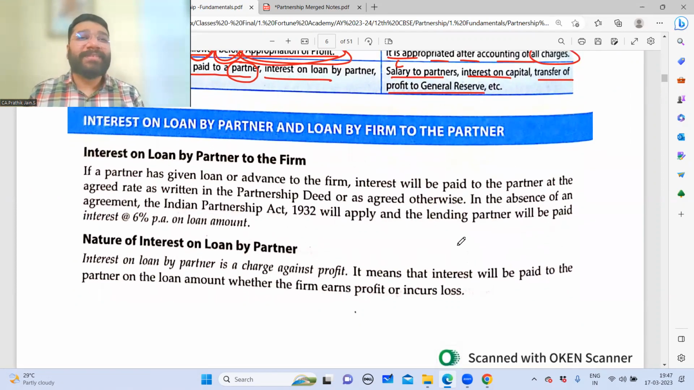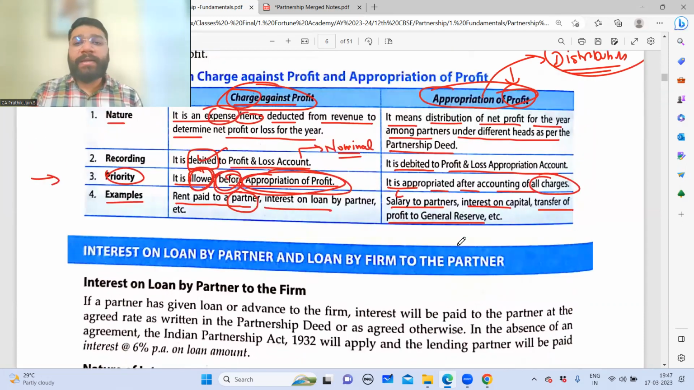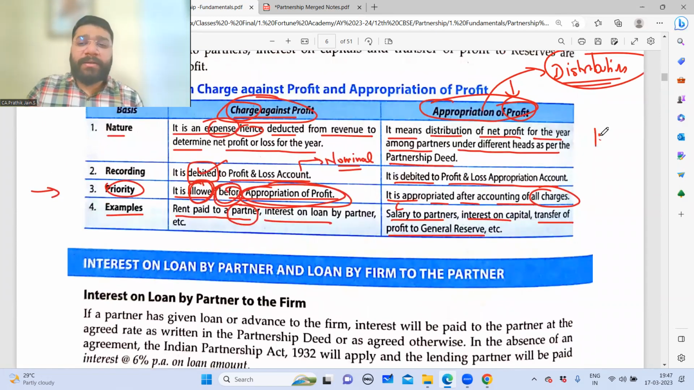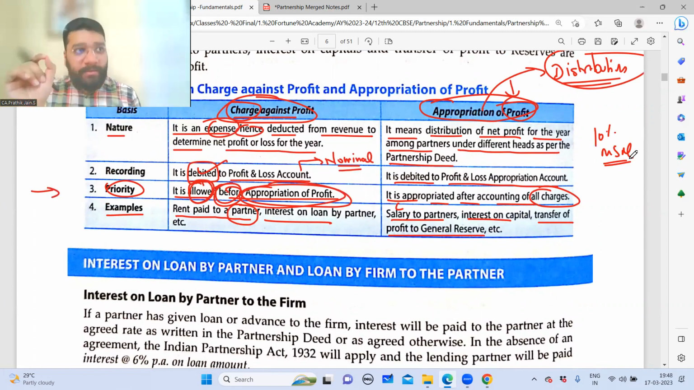Yes, boss. In case we agree that we are paying commission no matter profit or loss, that will be considered as a charge. The question that has been asked is that, sir, commission of 10% on sales has been agreed, and it is agreed that it will be paid no matter whether there is profit or loss. If that term is there, then this commission is not an appropriation.